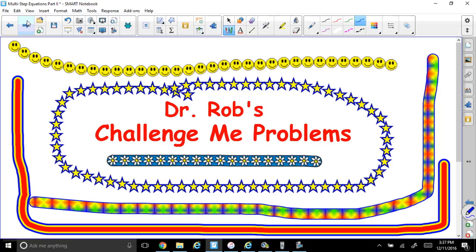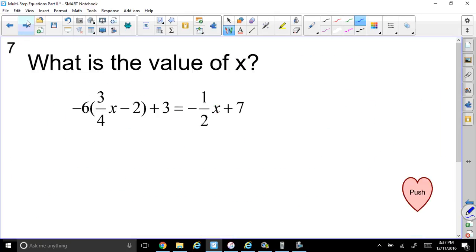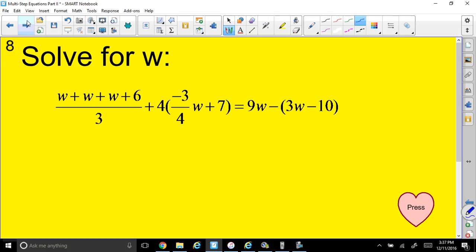We've got some challenge-me problems. I've got a couple of good problems to challenge you. So here's one of them. Take your time, solve it for x, and it's a good one. And here's one more, solve for w, and I hope you can solve it and bring in the solution in class.